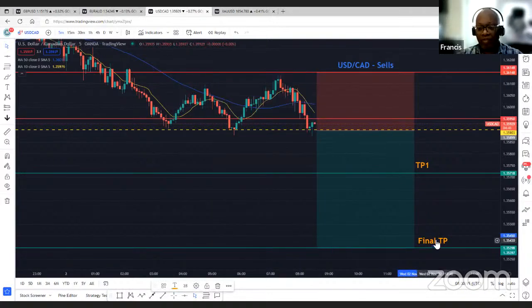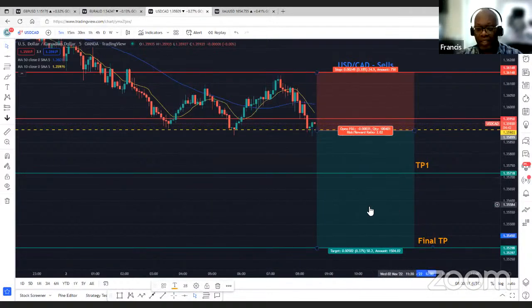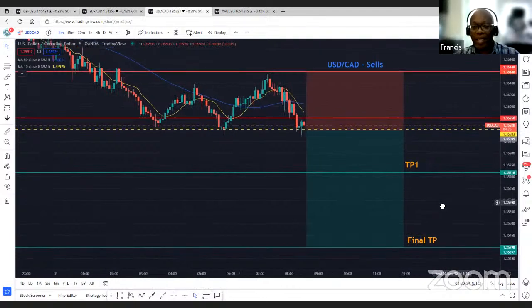So that's TP1 for you, and this is the final TP. You can decide to take profit anywhere below here. That will be entirely up to you.